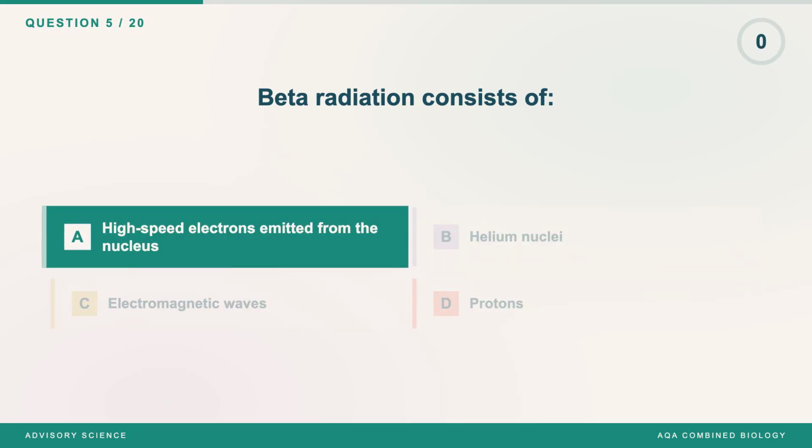The answer is A, high-speed electrons emitted from the nucleus. A neutron in the nucleus turns into a proton and emits a high-speed electron, a beta particle.